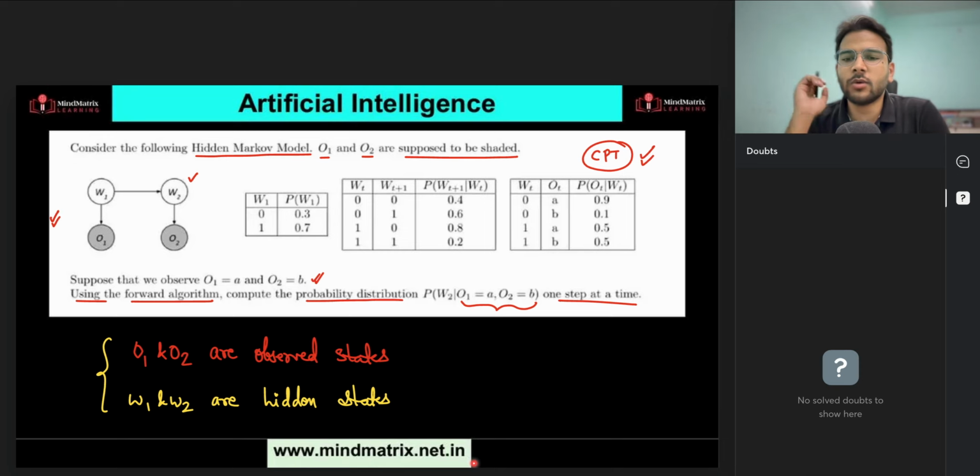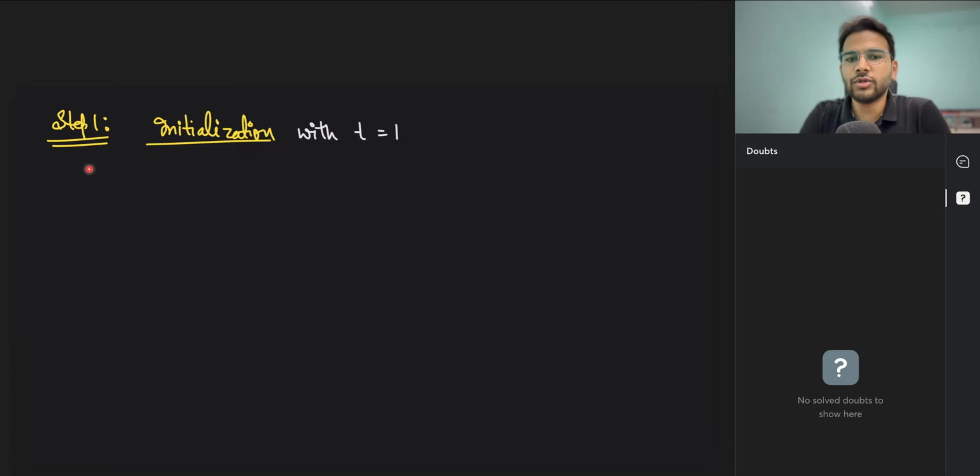What is the probability of W1? Now you will ask, sir, for what value you are asking? Whether W1 is equal to 0 or W1 is equal to 1. So we have two probabilities, right? Carefully see this particular table. If I ask you the probability of W1, can you see that initial probabilities are given to you? Already given to you. I told you in the previous lecture also, they will provide you in the question itself, right? Okay.